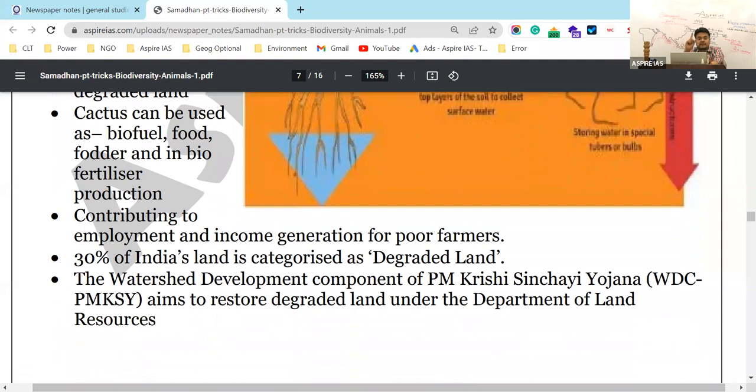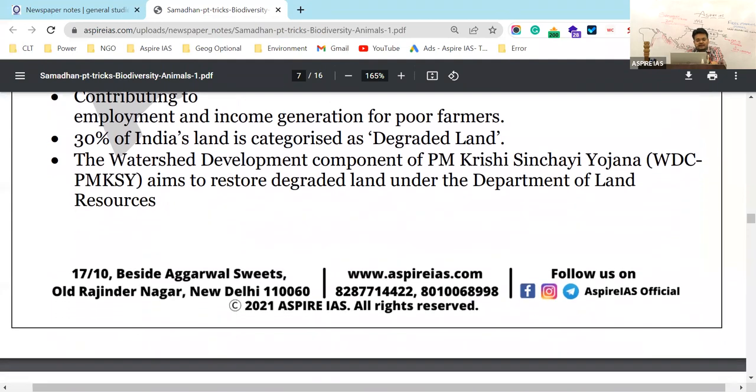Cactus can be used as biofuel. Cactus se biofuel nikala ja sakta hai. It is a food for so many animals, fodder, and in biofertilizer production also. So we can use the cactus in the biofertilizer. PT mein seedha aayega. Even some of the cactus species are providing fruit like dragon fruit. So dragon fruit is also cultivated in semi-arid and desert areas. Even they can provide employment.